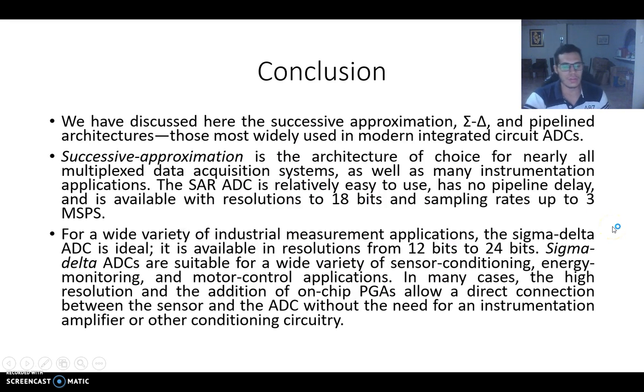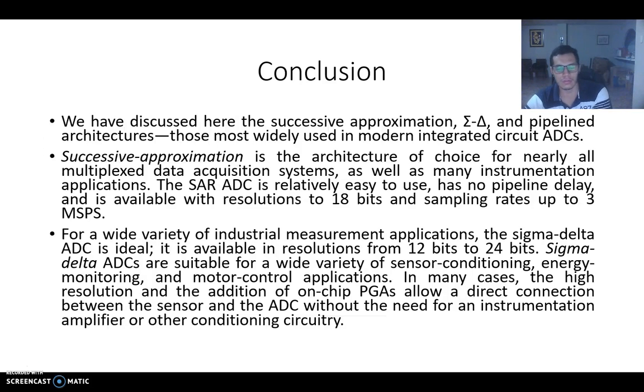Conclusion. We have discussed here Successive-Approximation, Sigma-Delta, and pipeline architectures, those most widely used in modern integrated circuit ADCs. Successive-Approximation is the architecture of choice for nearly all multiplexed data acquisition systems, as well as many instrumentation applications. The SAR ADC is relatively easy to use, has no pipeline delay, and is available with resolutions to 18 bits and sampling rates up to 3 MSPS.